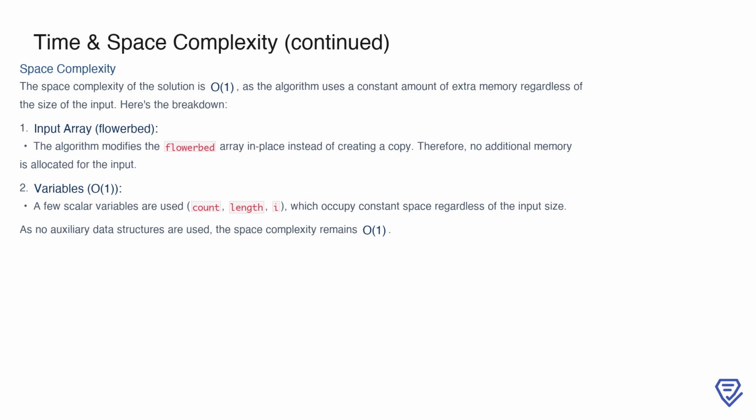The space complexity of this algorithm is O(1), meaning it uses a constant amount of extra memory regardless of the size of the flowerbed input. This is because the algorithm modifies the flowerbed array directly, rather than creating a copy or using additional data structures. The only extra memory used comes from a few scalar variables, such as count, length, and i, which take up a fixed amount of space. Since no other auxiliary structures are introduced, and the memory usage does not grow with the size of the input, the space complexity remains constant at O(1). This makes the solution highly space efficient.